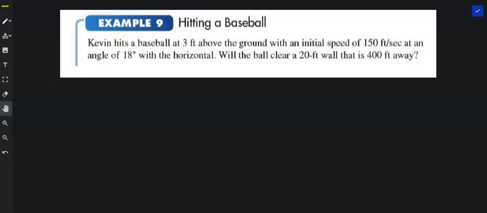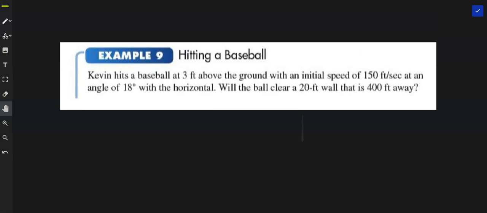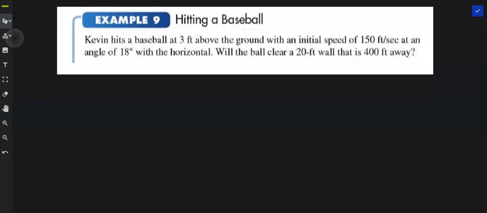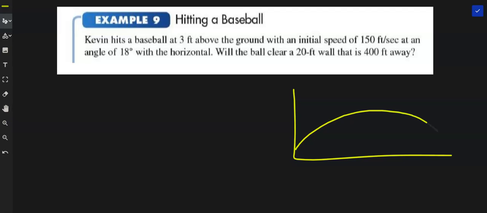So Kevin hits a baseball at 3 feet above the ground with an initial speed of 150 feet per second and an angle of 18 degrees with the horizontal. Will the ball clear a 20-foot wall that is 400 feet away? So, ball's hit. Where is the wall? We know it's 400 feet away. We know it's 20 feet tall.